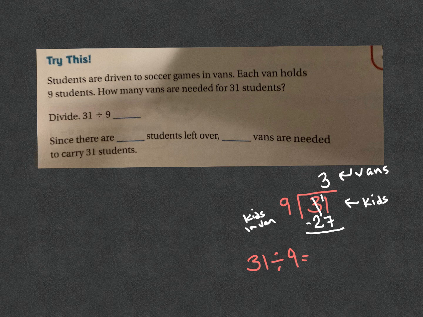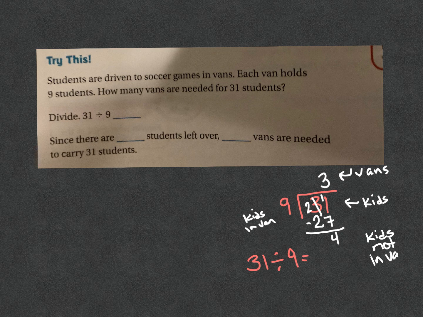We subtract to find what's left over, and that gives us 4. Okay, we have to ask ourselves, what does this number represent? So these were kids in the van. I need 3 vans, and that's 3 vans with 9 kids in each, but I'm going to have 4 kids left over. These are kids not in a van if I only do 3 vans.